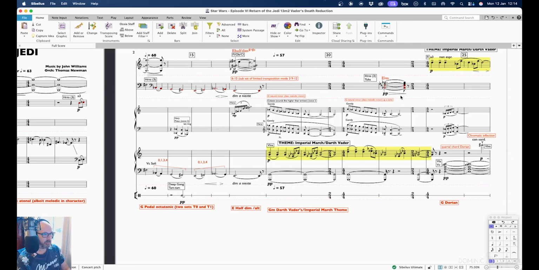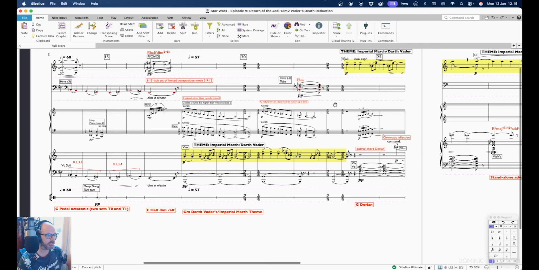Then we've got, don't forget this is bass clef here. So here we've got horns and tuba, E flat minor, which is actually, you know, the standard sort of way of harmonising it. We're then into another bit as he takes his mask off.